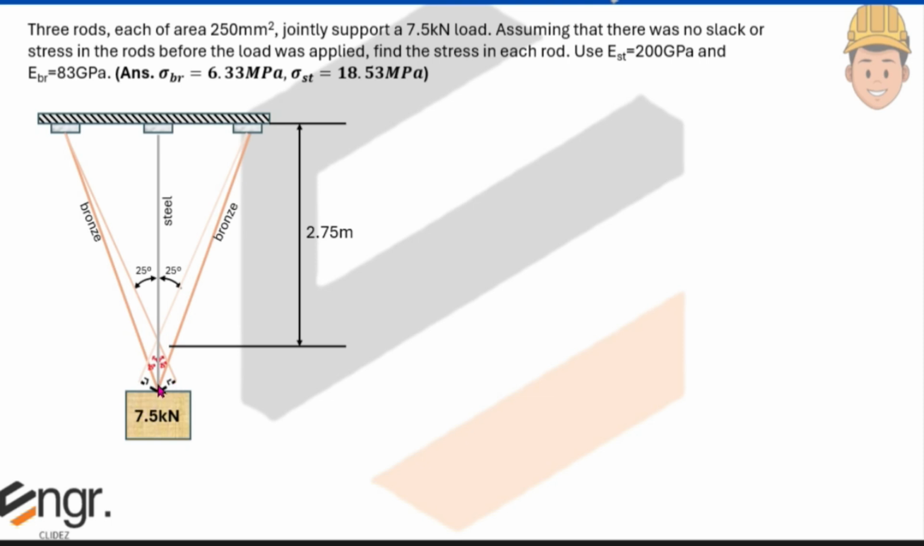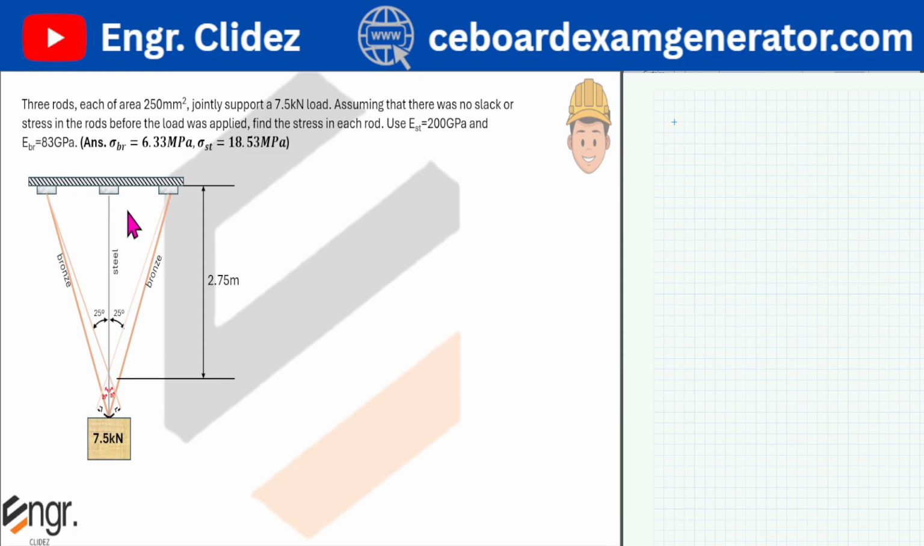So since this is the final position of the 7.5 kilonewton load, this block right here, then we can solve this using statics equations and a compatibility equation from the deformations, the relationships of the deformations. Now again, this is a statically indeterminate member. Although this is symmetrical, both of the bronze rods will carry the same force. The problem is the force in the steel rod will be different. So we have 2 unknowns, the force in the bronze rod and the force in the steel rod. So let's go back to our figure.